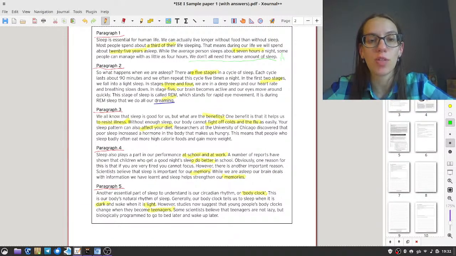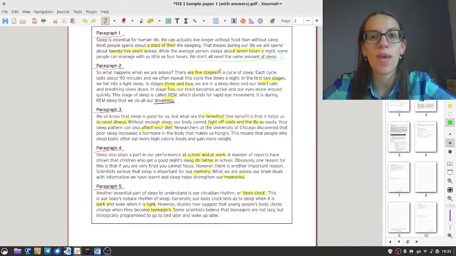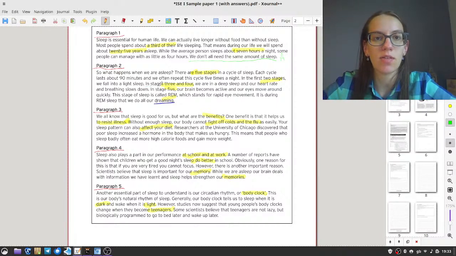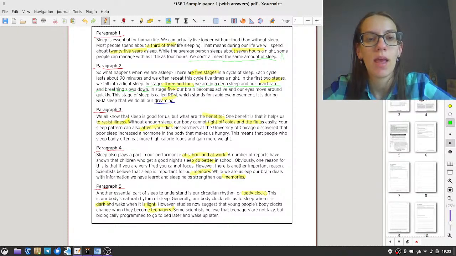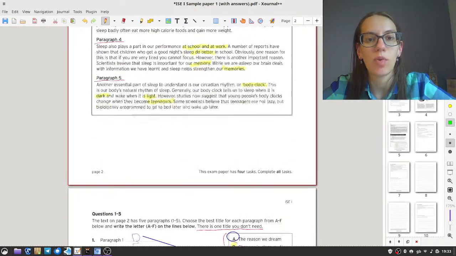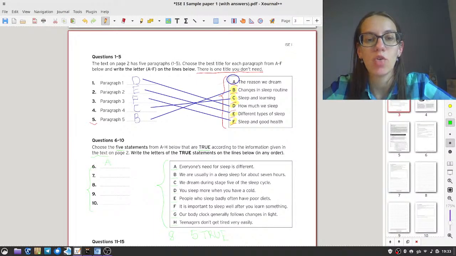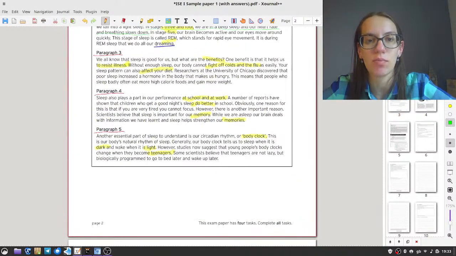Well, the paragraph that talks about stages of sleep, it's paragraph number 2. Yeah, deep sleep is one of the stages of sleep. Now let's see what information they give us about deep sleep. It is in this sentence. Yeah, in stages 3 and 4, we are in a deep sleep, and our heart rate and breathing slows down. So here we are. Now, what was our sentence? We are usually in a deep sleep for about 7 hours.